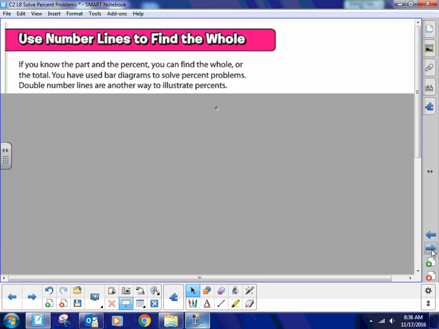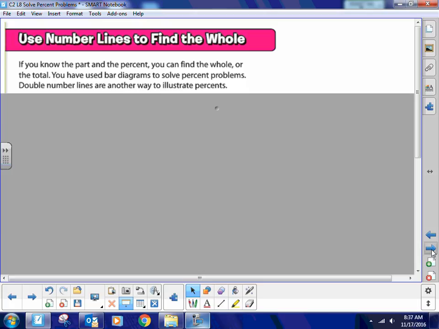All right. Use the number line to find the whole. I don't know if I really like using a number line, and I don't even know if I'm going to show this. But I think we should just go over it, just in case there are some problems that are asking you to do it. Again, I don't know if I'm going to have you do those problems. So let's look at it.